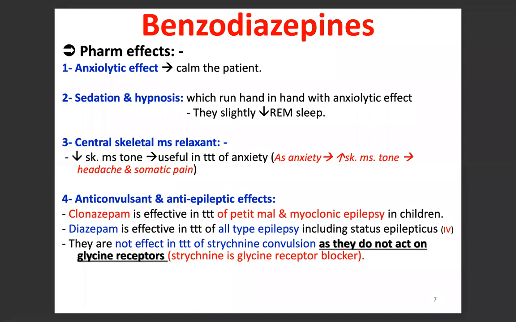So generally clonazepam is effective in the treatment of petit mal epilepsy. Petit mal is also called absence seizure, and it is generally observed in children. Petit mal epilepsy lasts a few seconds. And myoclonic epilepsy, as the name indicates, myo, includes muscle contraction in children.